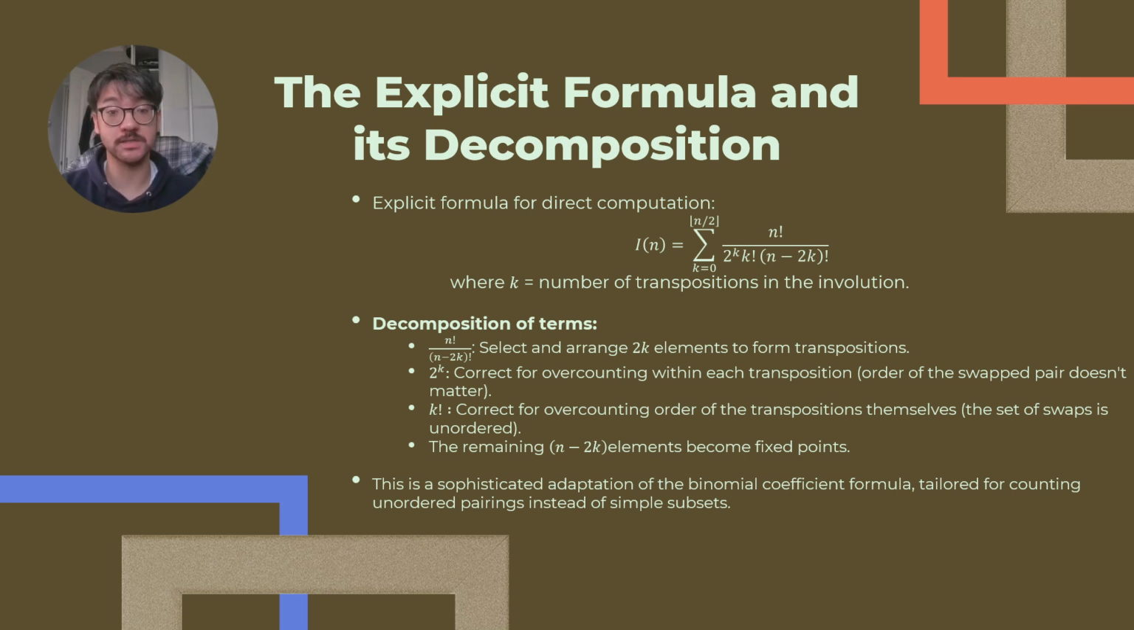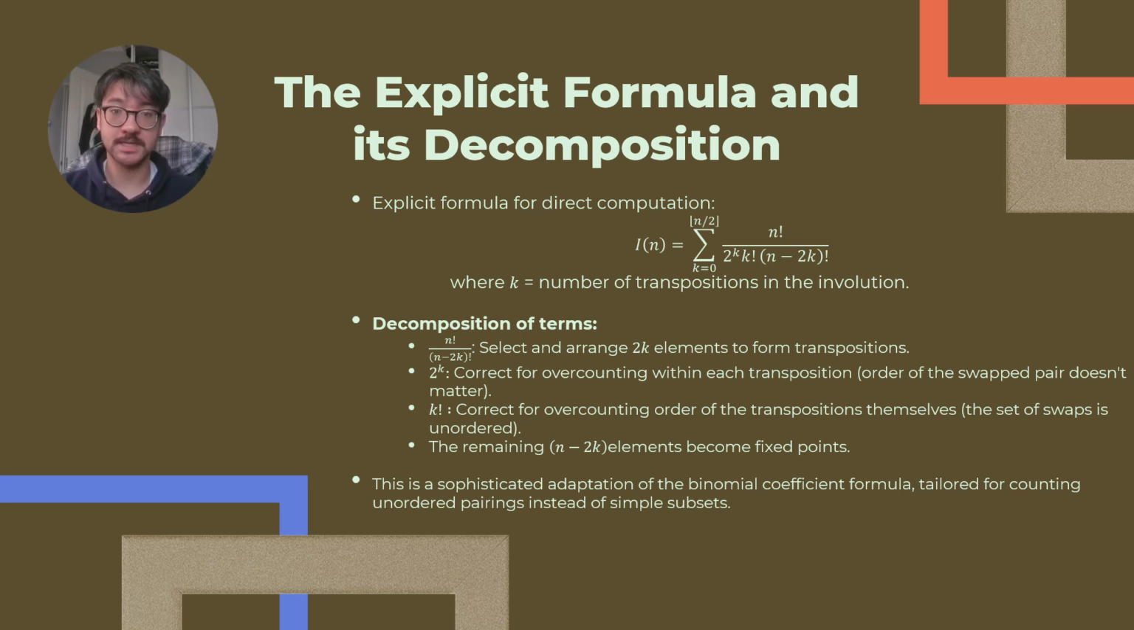The terms are decomposed as follows. n factorial over (n-2k) factorial begins as the number of ways to choose and arrange 2k elements from n to participate in transpositions. 2 to the k: this divisor corrects for overcounting within each of the k transpositions. We are indifferent to the swaps AB to BA, so we divide by 2 for each pair.